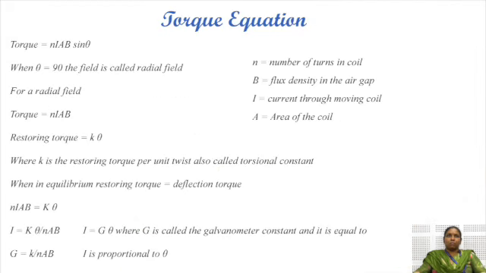The torque equation is obtained from the equation NIAB sin theta, where theta is 90 degrees for the field of the coil, which is called a radial field, and for a radial field the torque will be NIAB. The restoring torque is K theta, where K is the restoring torque per unit twist, also called the torsional constant. Equating both equations, NIAB equals K theta, so I is equal to K theta by NAB, which can be written as I equals G theta. G is nothing but the galvanometer constant, which is equal to K upon NAB, and I is proportional to theta.